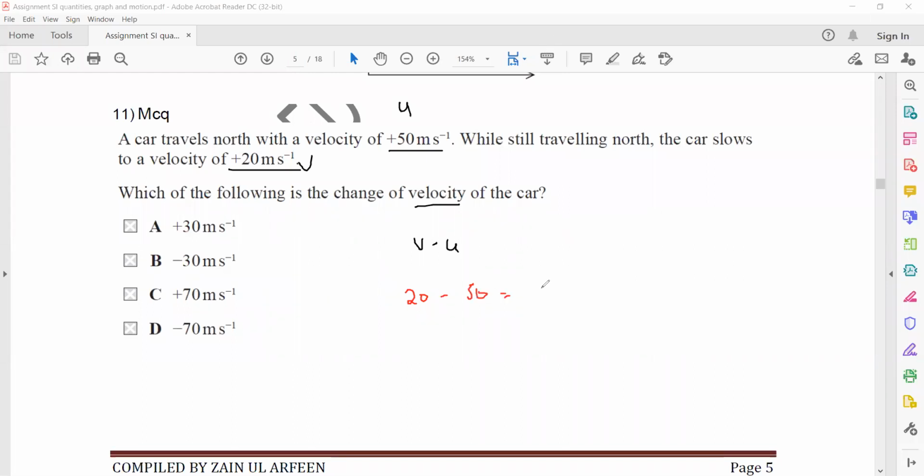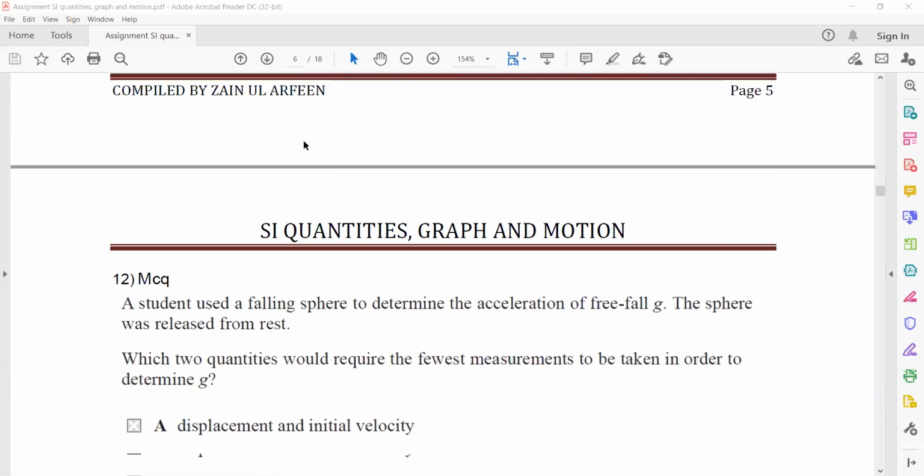So 20 minus 50, that's equal to minus 30. So B is the right answer for this question.